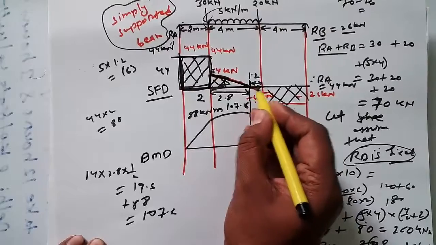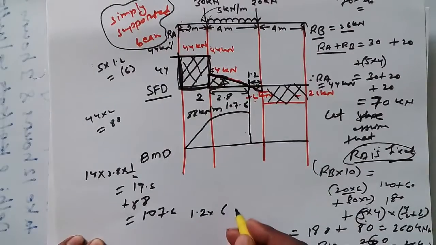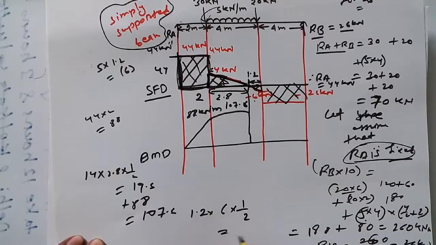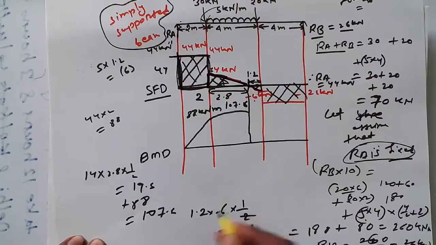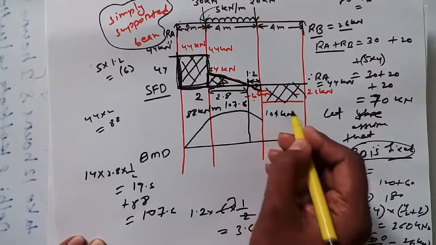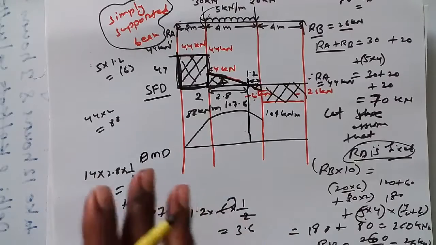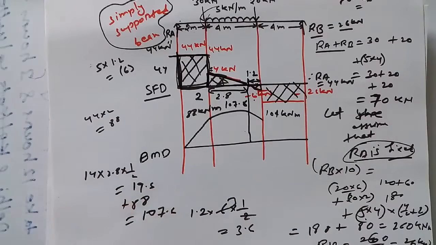We have to find the area of this triangle. So 1.2 into 6 into 1 by 2 is equal to 3.6. So minus 3.6 would give 104 kilonewton meter. Remember, the unit for the bending moment diagram is always kilonewton meter; this is a universal constant.